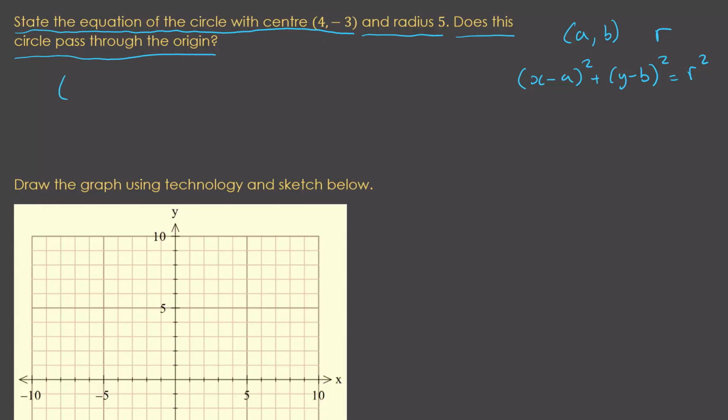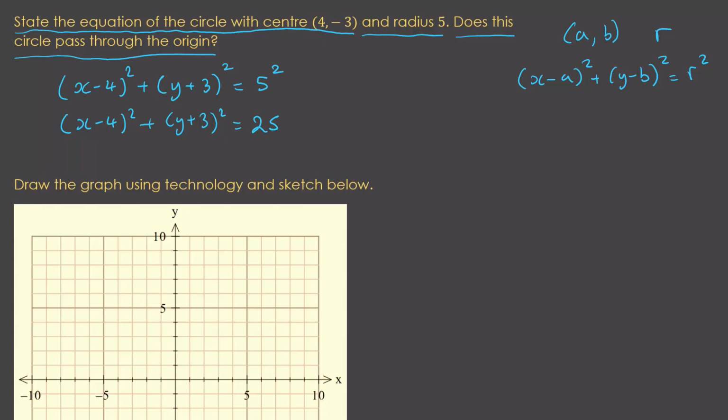So here we can say (x - 4) squared plus (y + 3) squared, because that's a -3 there, is equal to 5 squared. And therefore (x - 4) squared plus (y + 3) squared is equal to 25.